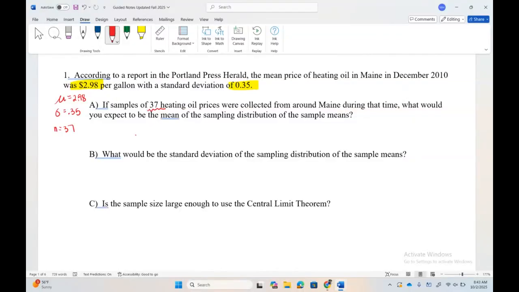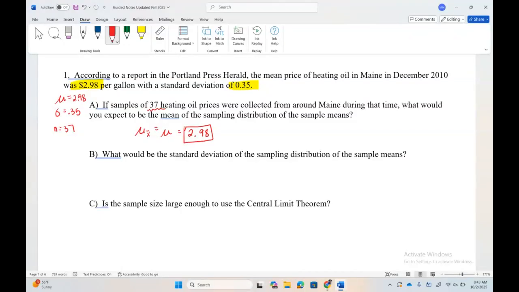Now this is looking for the mean of the sampling distribution. Well, we were told before that it's the same thing as the mean of the population. So our answer to this question, as tricky as it's worded, is just 2.98, the same thing as the population mean.